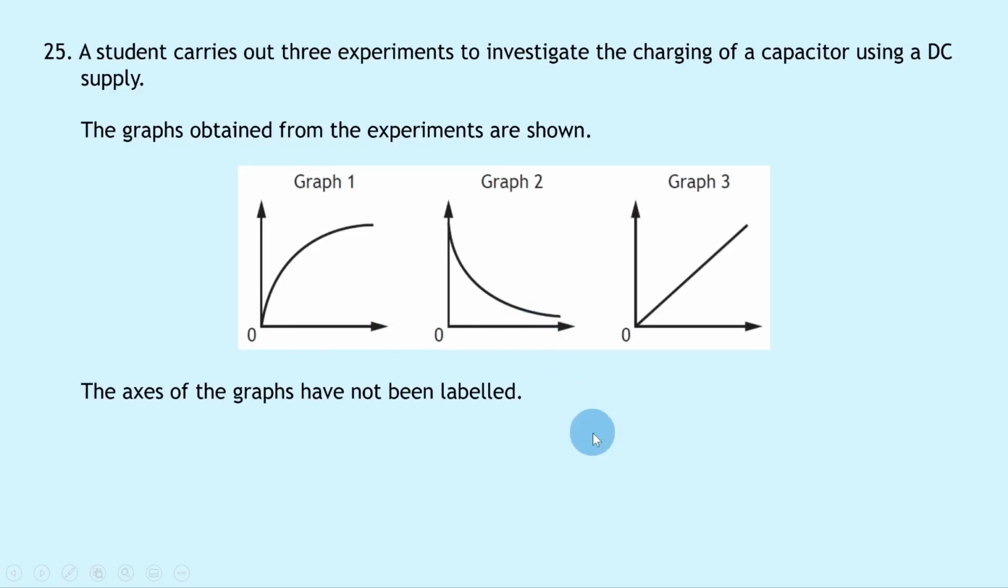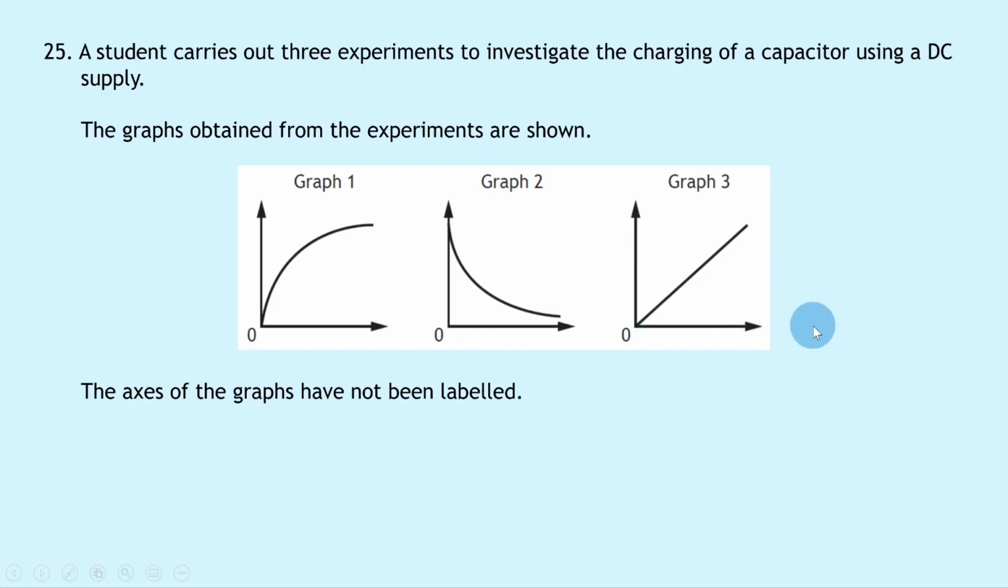Well, looking back at the picture, remember for the charging of a capacitor, the potential difference or voltage across the capacitor is going to increase from 0 over time up to a maximum value. So that is going to be doing that in an exponential curve like this one here. So graph 1 must be the voltage and time graph. We should also know that for a charging capacitor, the current will start off at a maximum value and decrease over time exponentially, just like graph 2 shows here. So graph 2 must be the graph for current and time.